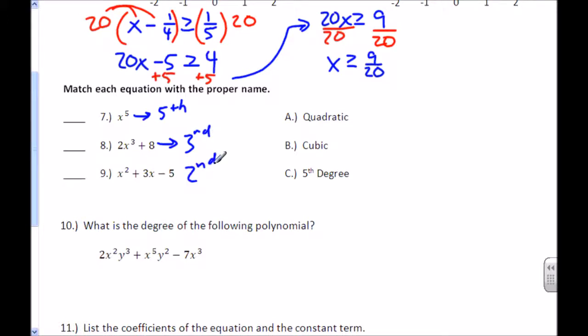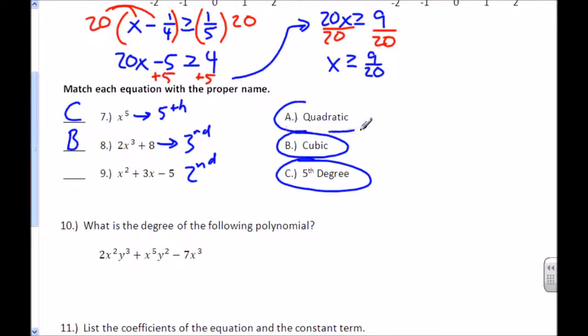And remember, when we're looking at these, the 5th degree doesn't have a special name. It's listed right here as the 5th degree, so that's letter C. The second one, a 3rd degree, we call a cubic. Okay, it's a cubic equation, just like cubing something is to the 3rd power. And then the 2nd degree is also known as a quadratic. So that's letter A. And that's it.